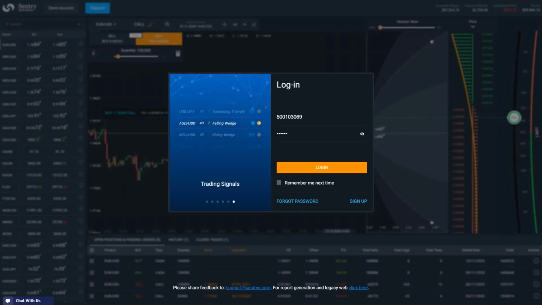The platform we're using today is the AvaOptions web trader, which we just launched a few months ago, proving to be very popular, easy to use. I hope you'll like it.